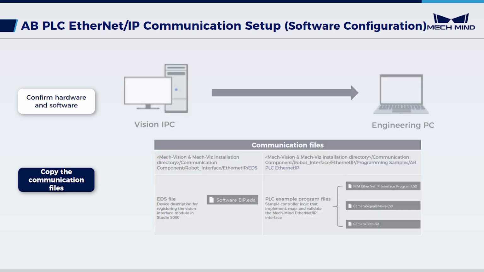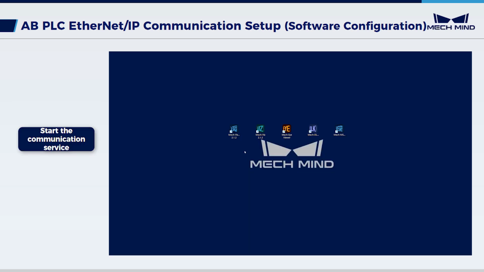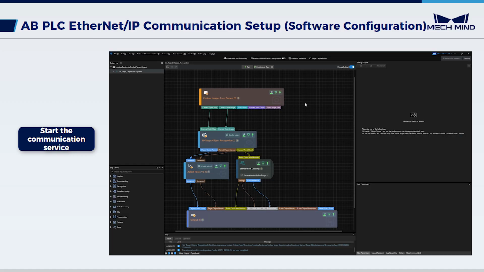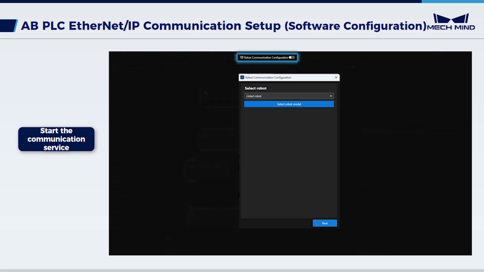After preparations, start the communication service on the IPC. Open Mech-Vision and, depending on your scenario, open an existing solution or create a new one. Click Robot Communication Configuration on the toolbar. According to your project, select the robot in use.